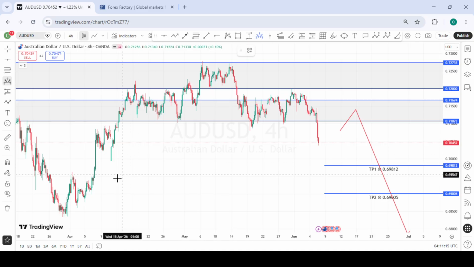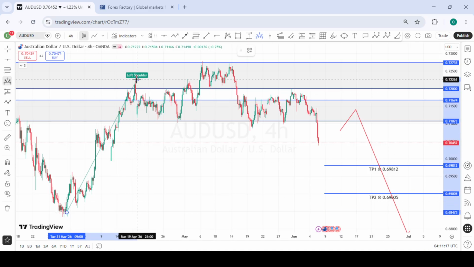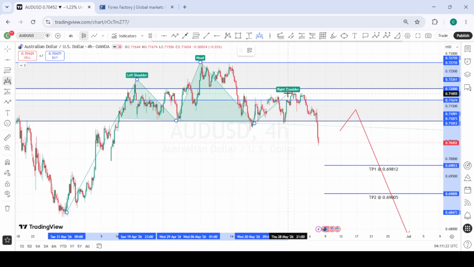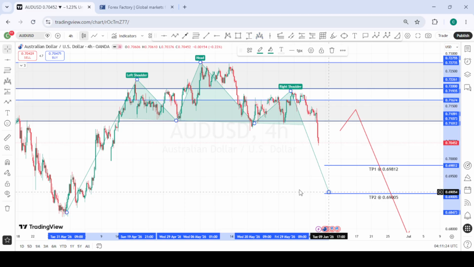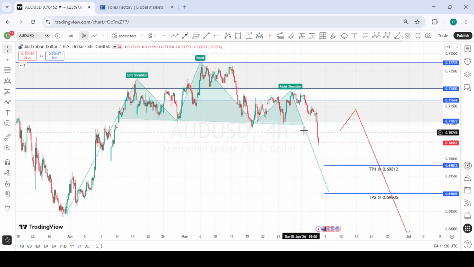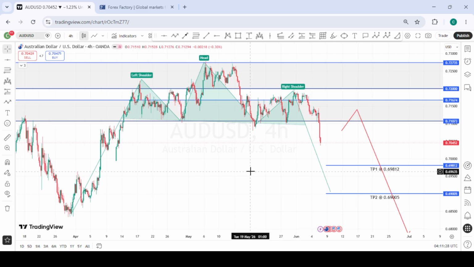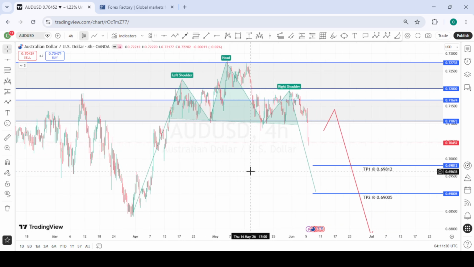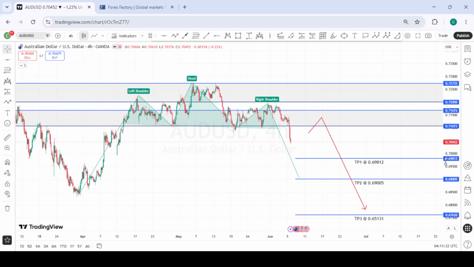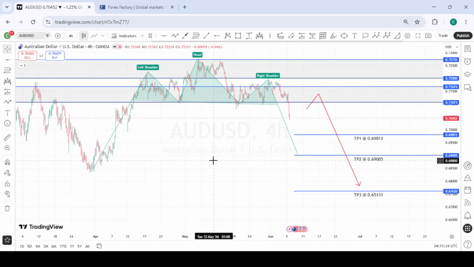This is the left shoulder, this is the head, this is the right shoulder, and we are going to see a continuation to the downside. All we are waiting for is a possible pullback to retest the neckline, and we'll take ourselves to the downside for AUDUSD. These are the various targets we have for AUDUSD for the coming week.